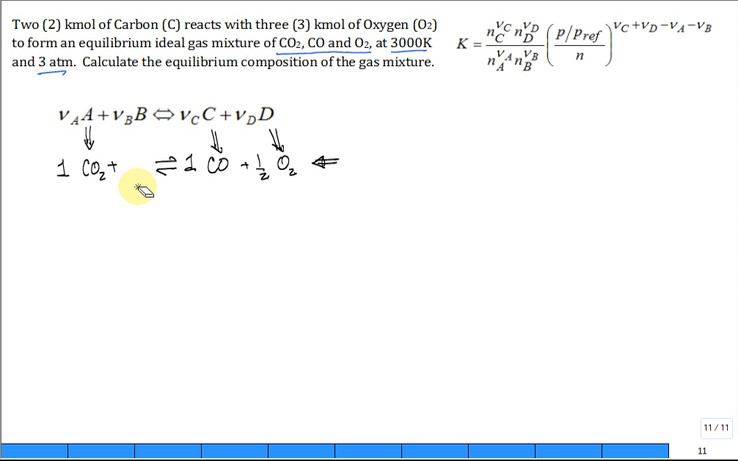So anytime I see nu sub A, that's 1. Anytime A, that's CO2. Anytime nu sub C, that's 1. Anytime C, that's carbon monoxide. I know that can be confusing because they use A, B, C, D for which entities there are. Now we have CO is C.